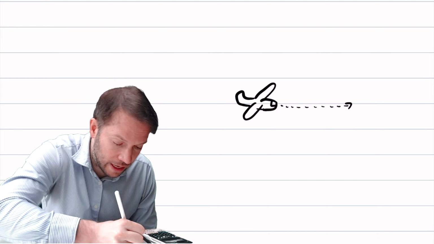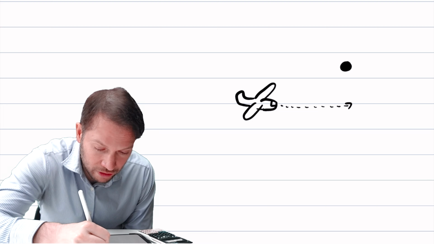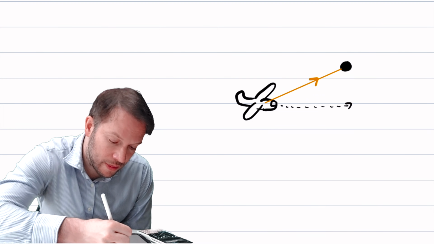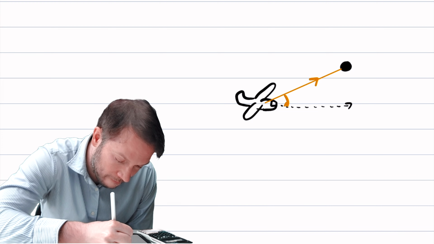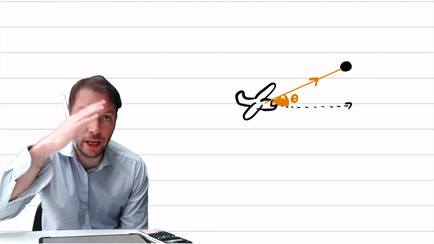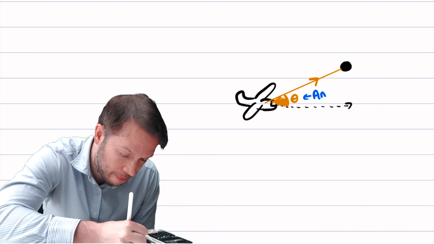Then if you had, say, an object here, then if from the plane you're looking up from the horizontal towards this object here, then the angle of elevation would be this angle here that you're looking up from the horizontal. So this is the angle of elevation.